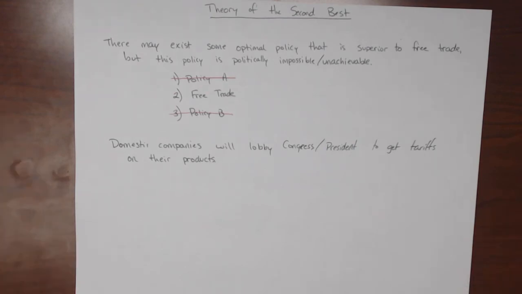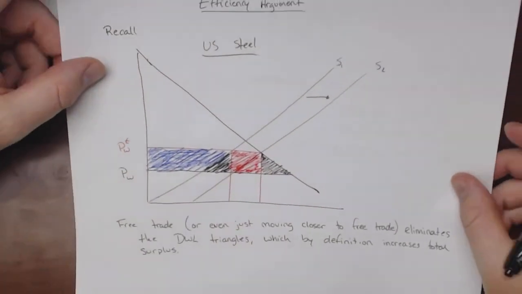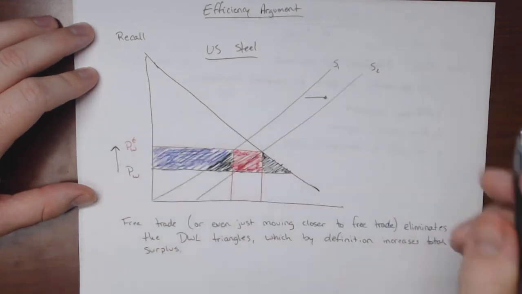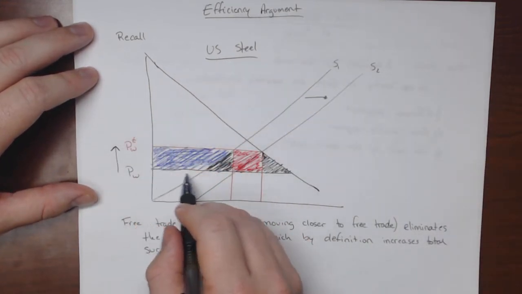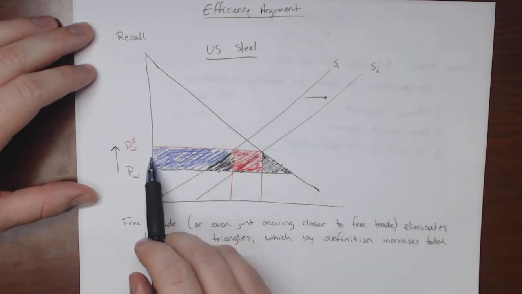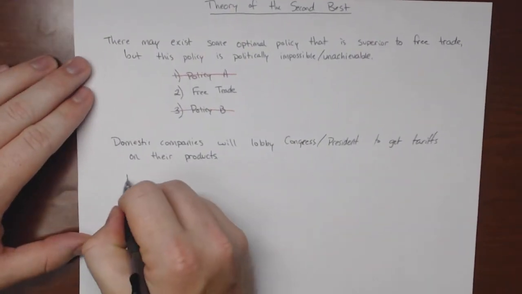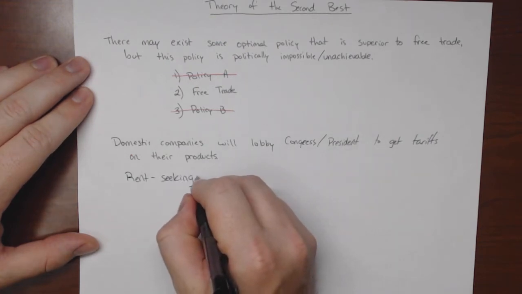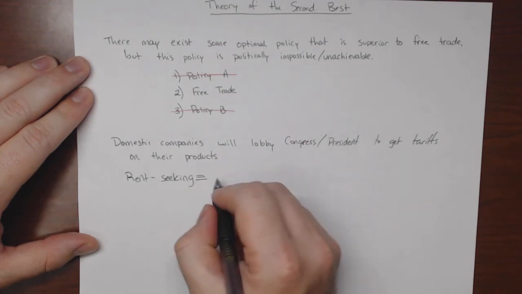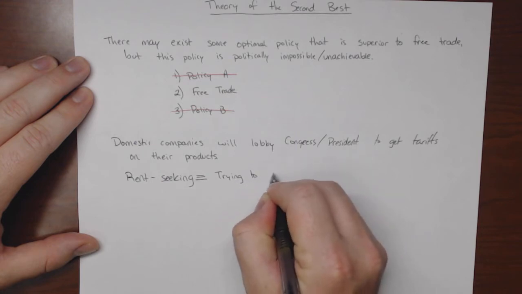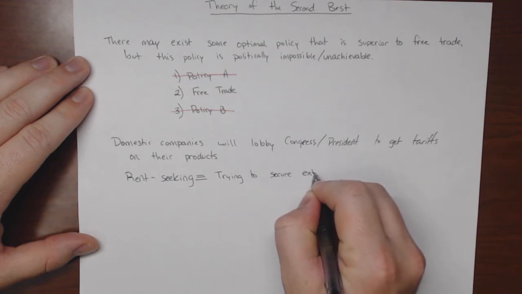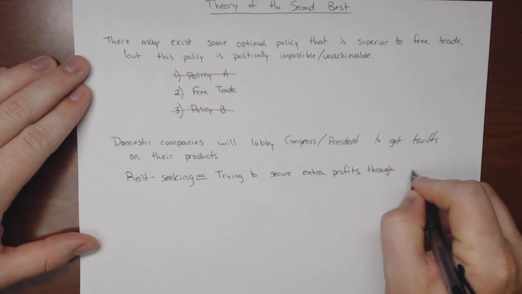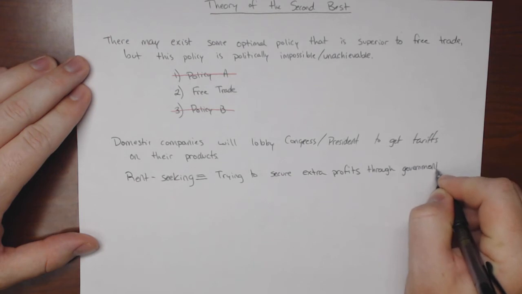Each individual company is going to have a strong incentive to do this because if they can successfully place a tariff, that's going to raise the price of foreign competition, meaning that domestic producers are free to raise their prices as well, and they can gain extra profits. Economists call this behavior rent seeking. You can think of it as trying to secure extra profits through government regulation.